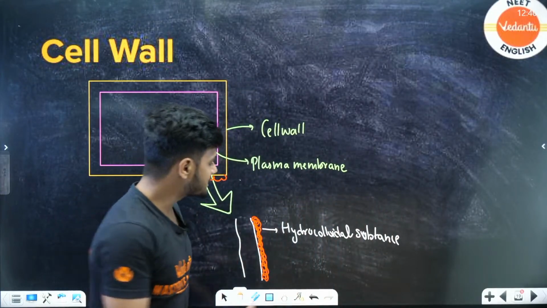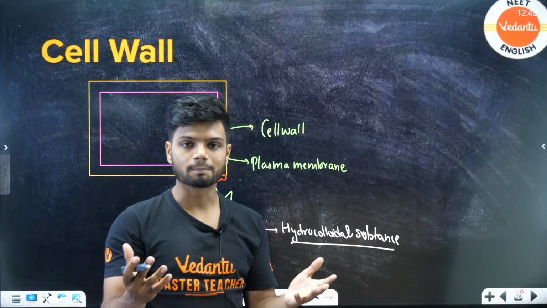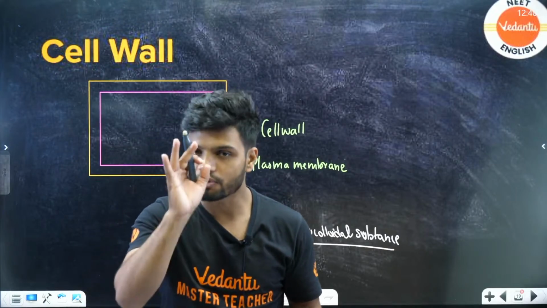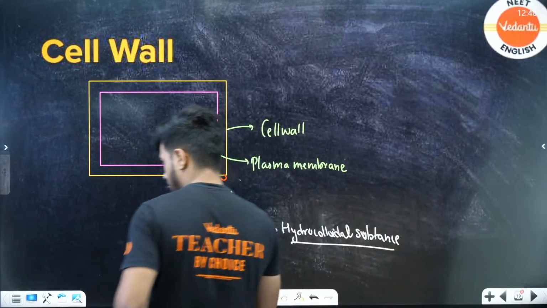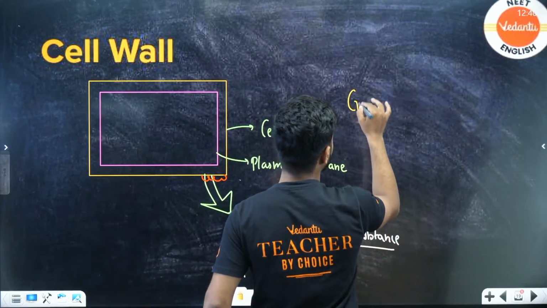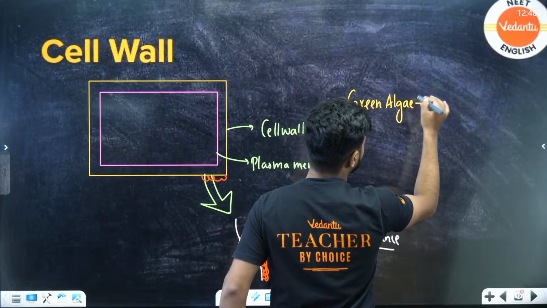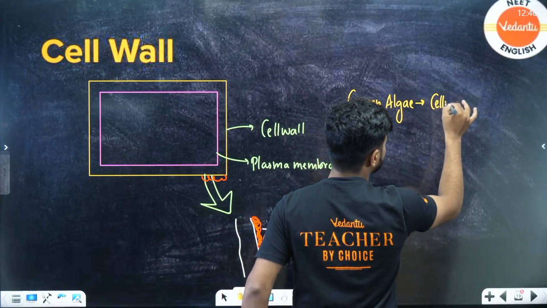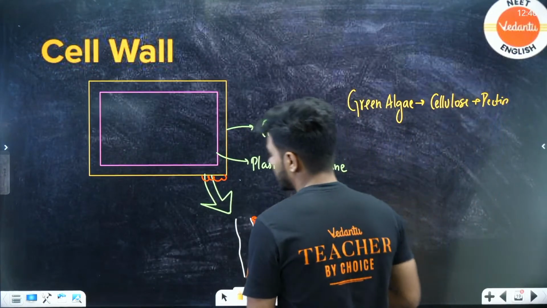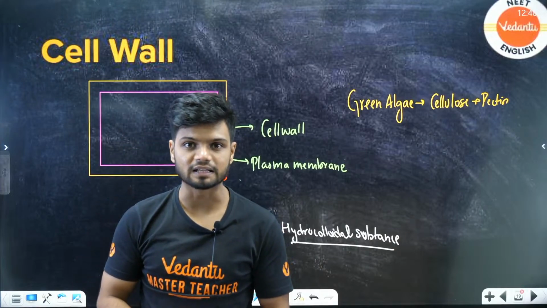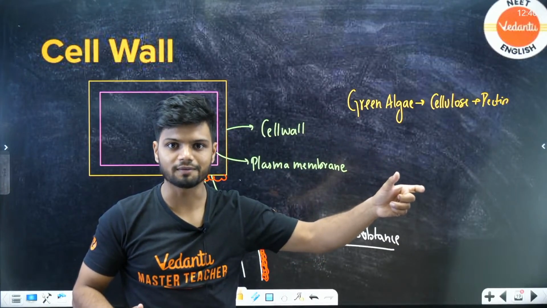Now similarly, this hydrocolloidal substance and the composition of your cell wall can vary based on the different type of algae. For example, what about your green algae? In the case of your green algae, it is made up of cellulose plus pectin. Yes, it is made up of your cellulose plus pectin. We'll learn more when we come to Chlorophyceae, that is the green algae.